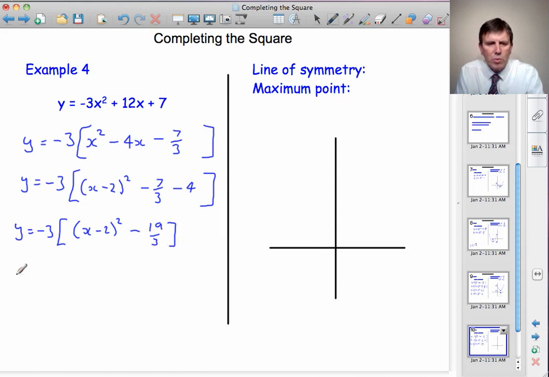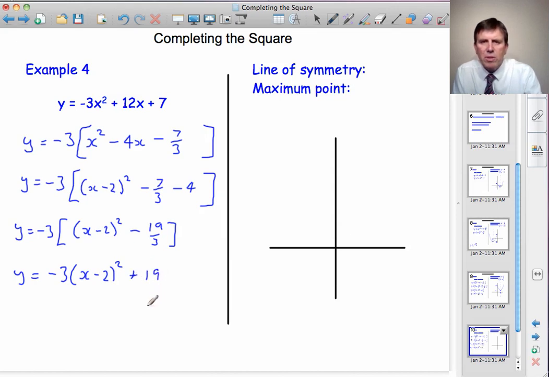And at this point, we can take off the square brackets by multiplying through by the minus 3, and we get minus 3 multiplied by the bracket squared. And minus 3 times minus 19 over 3 is plus 19. Minus times a minus is a plus. 3 times 19 over 3 is 19. Right, now to identify the line of symmetry. Same again, it's when the bracket is 0. So it's when x equals 2.